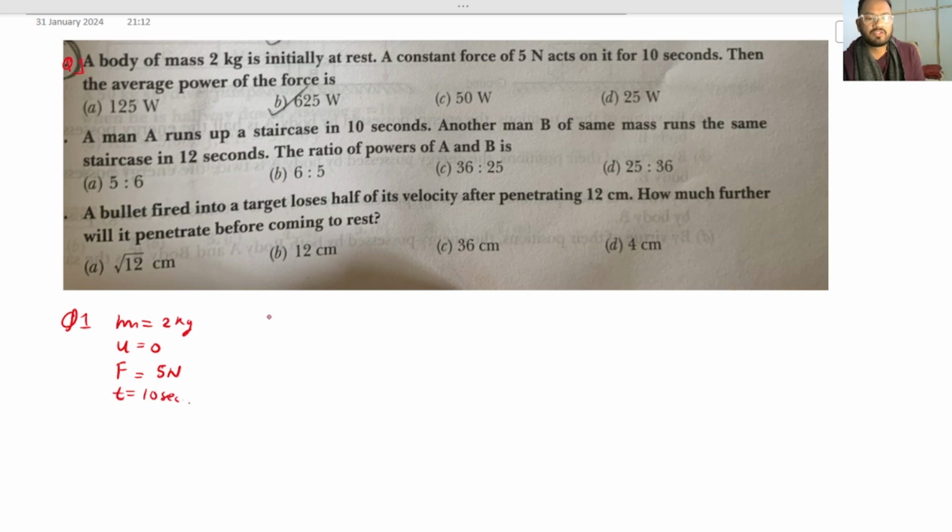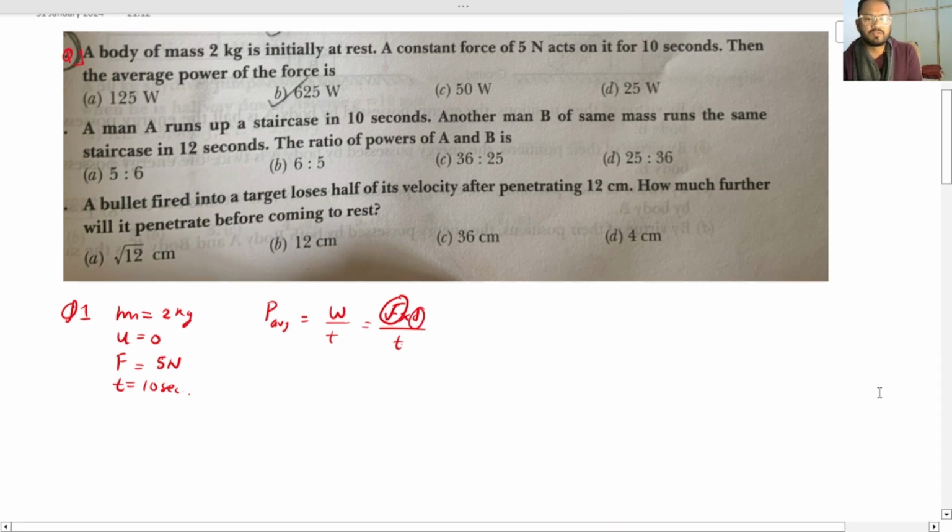Now what is the average power? We know that the formula for power is work done upon time, and work done we can write as force into displacement, F into D. So power is force into displacement upon time. So this is our actual formula. Now force is 5 Newton, and D we need to find out.